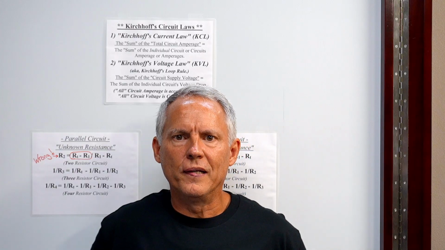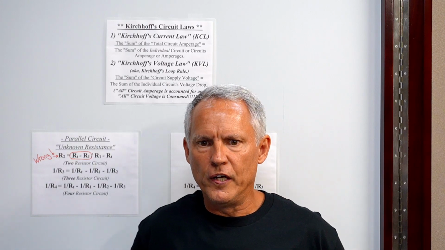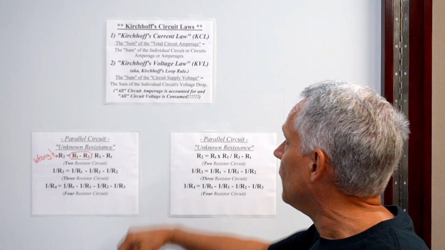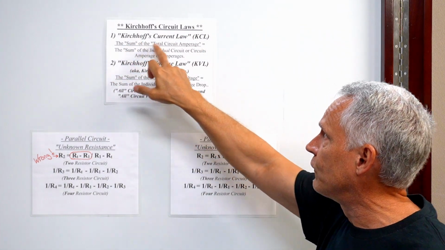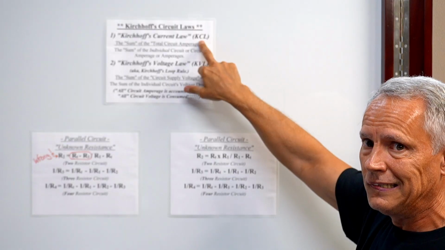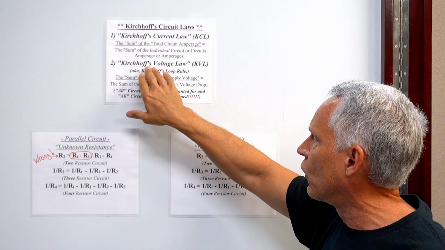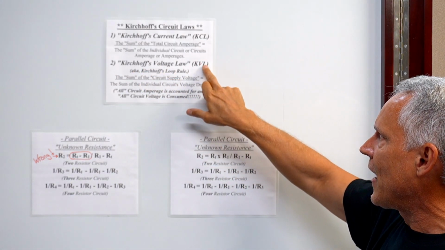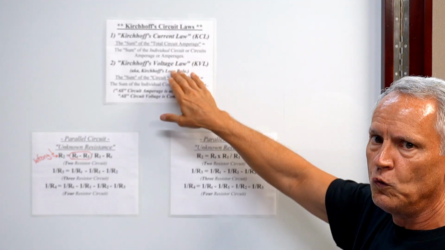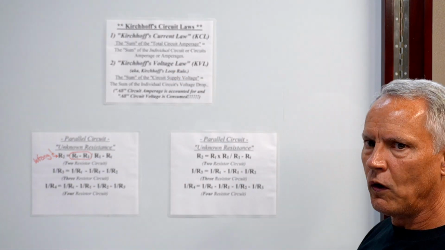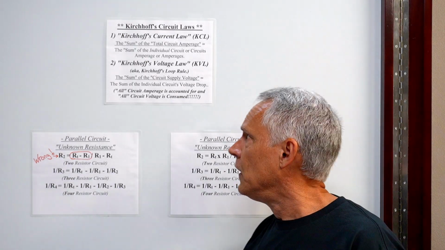The addition will be a simplified explanation for Kirchhoff's circuit laws and why it's relevant when you're making circuit value calculations. So here it is, Kirchhoff's circuit laws. There are two of them, the first one being Kirchhoff's current law, the acronym for that is KCL. The second one being Kirchhoff's voltage law, the acronym for that is KVL, and Kirchhoff's voltage law is also known as Kirchhoff's loop rule. Okay, so what are they and why is it relevant? Why do you need to know?